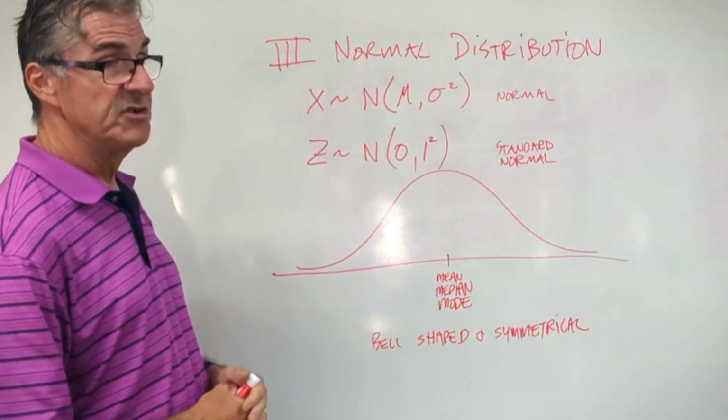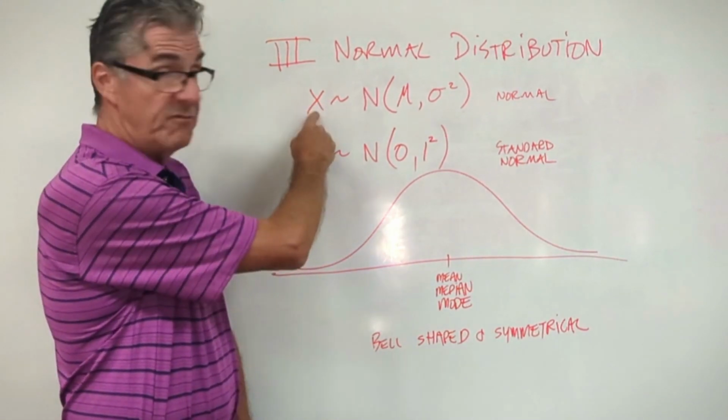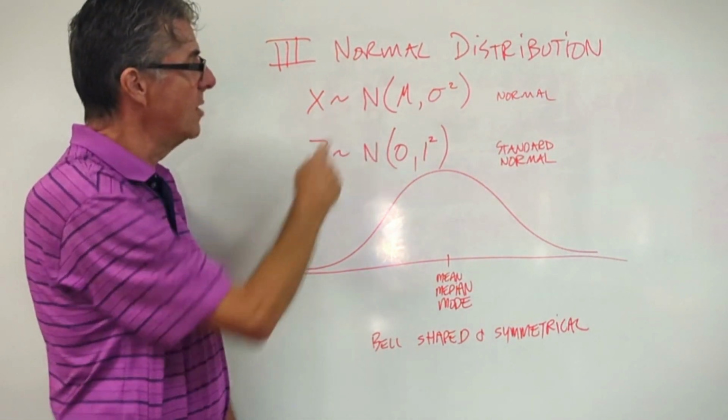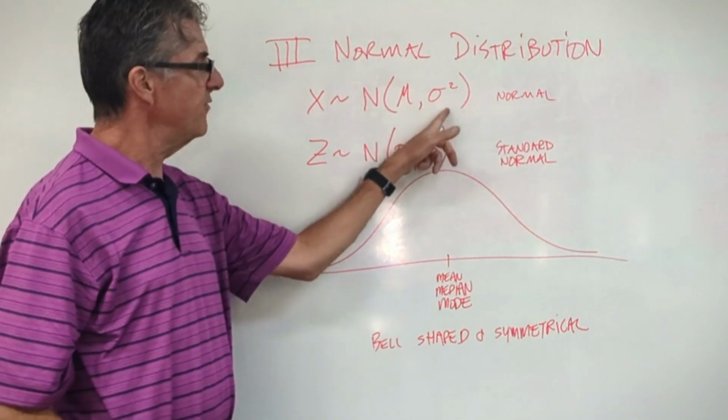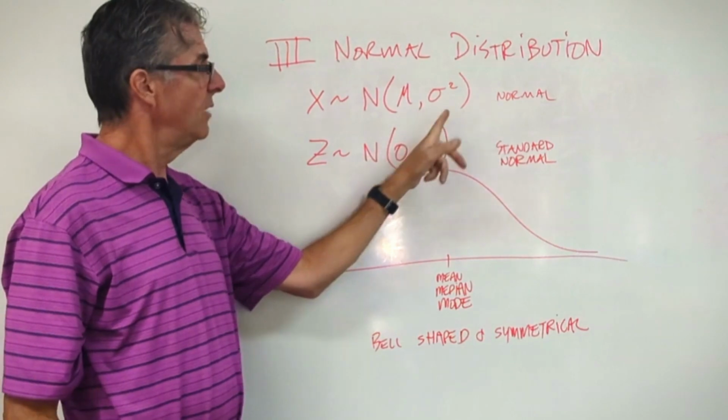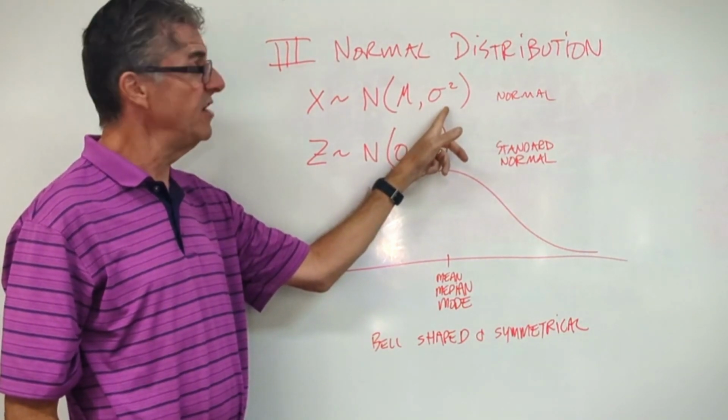So the normal distribution is noted by random variable x, N. Okay, so instead of a b, we have an N for normal distribution. And then different things go in the parentheses. We have mu, or mean, and we have variance here, or standard deviation squared.